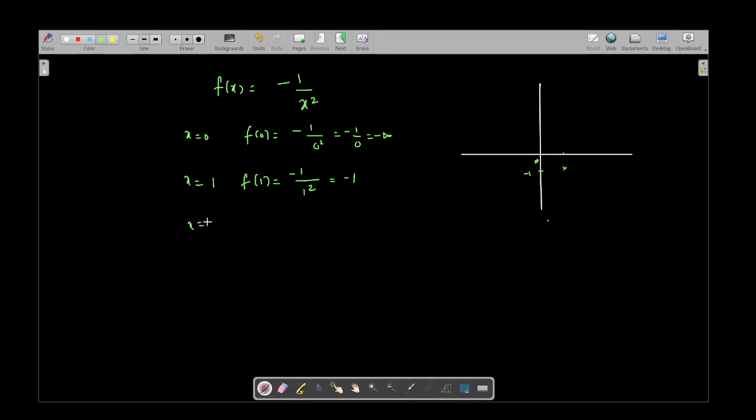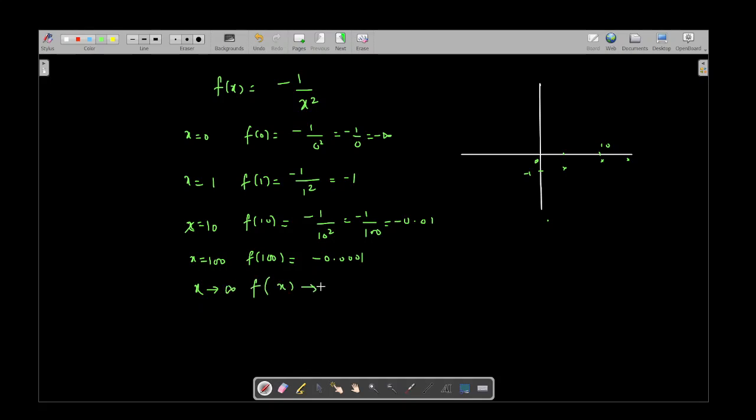Now if I put x equal to 10, f of 10 is equal to minus 1 by 10 square, which is minus 1 by 100, which is minus 0.01. So now if I put x equal to 10, the value of f of x is very close to 0, which is minus 0.01. If you put x equal to 100, f of 100 is equal to minus 0.0001, which is very close to 0 as well. So what do you mean by this? If x is increasing, if x is tending to infinity, then f of x tends to 0.